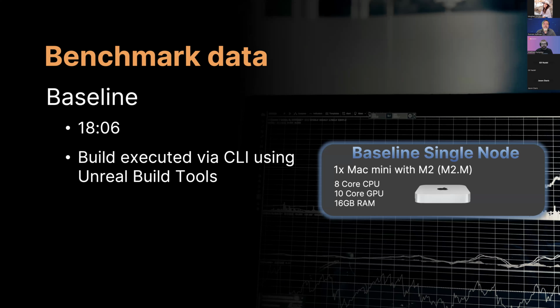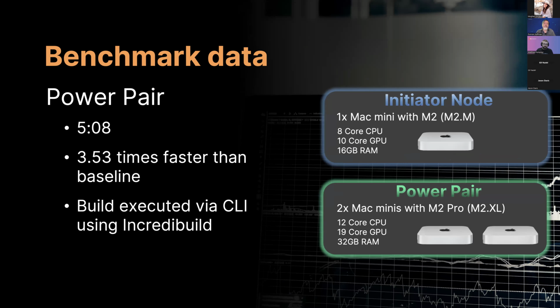That got us 18 minutes and 6 seconds, and that was executed directly with the command line using Unreal Build Tools. So just a single machine, we're at 18 minutes. The power pair, so we're running the two M2 Pros with the initiator node. We got 5 minutes and 8 seconds. So by leveraging a couple extra machines, we were able to cut the amount of time down by 3.5 times.